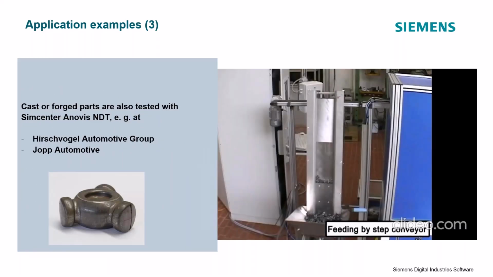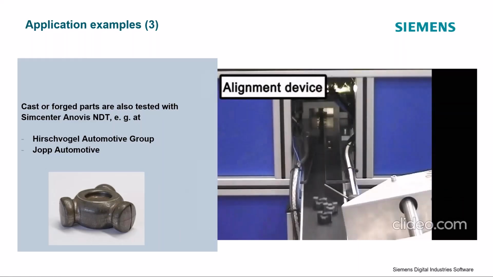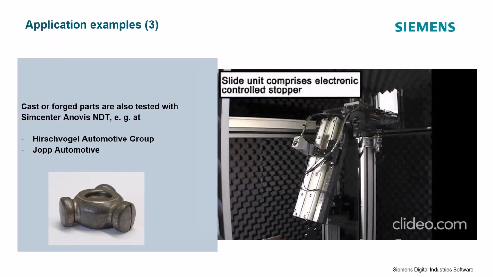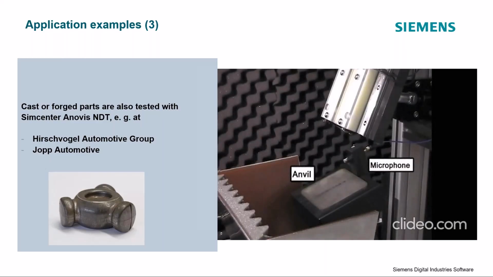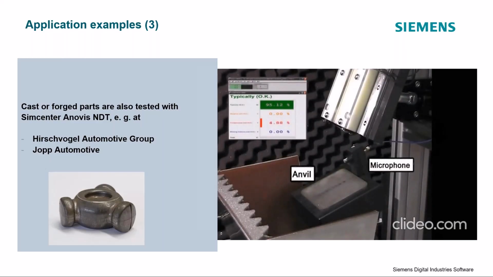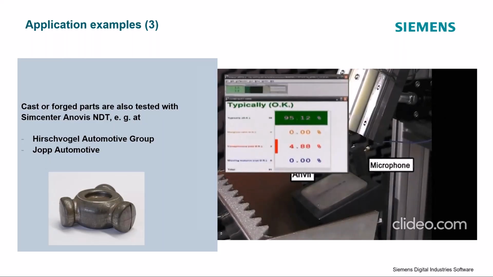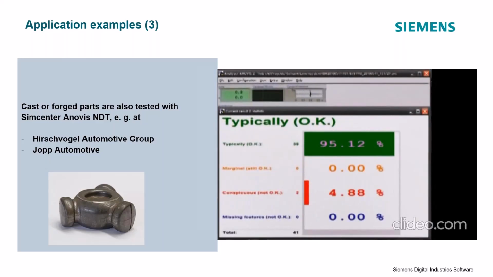For cast and forged parts, they are also tested with this system, for example, at Hirschvogel Automotive Group or Job Automotive. And how this could look like can be seen here. I just used this video to show how a slide works. You see the parts, they get aligned so that they have the same orientation. They arrive at a release pin, then go down the guide rail, hit the anvil, and there's the microphone hidden behind. And you hear there's a lot of noise in there, but they have some acoustic foam around.